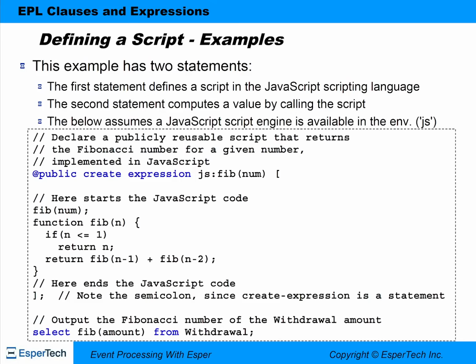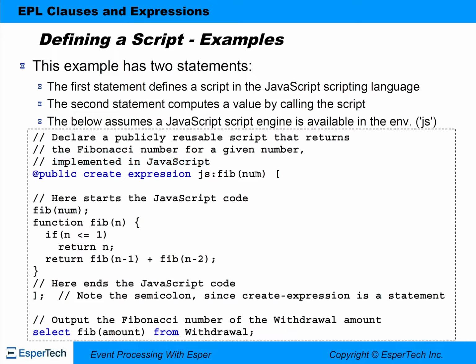This example has two statements. The first statement defines a script in the JavaScript scripting language. The second statement computes a value by calling the script. The below assumes that a JavaScript script engine is available in the environment. The first statement declares a publicly reusable script that returns the Fibonacci number for a given number, implemented in JavaScript.